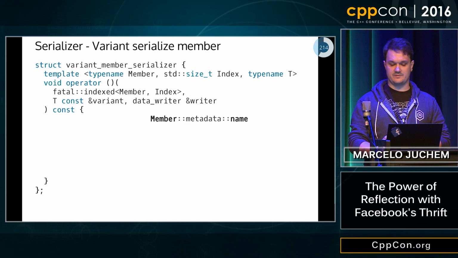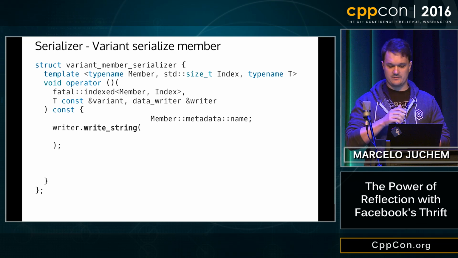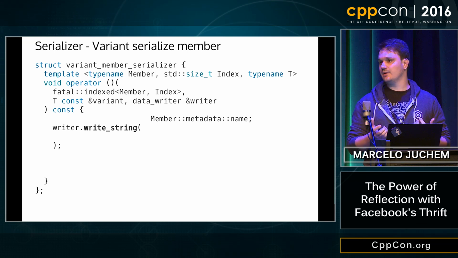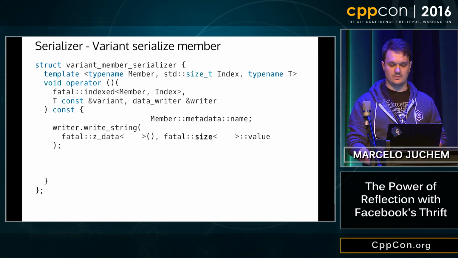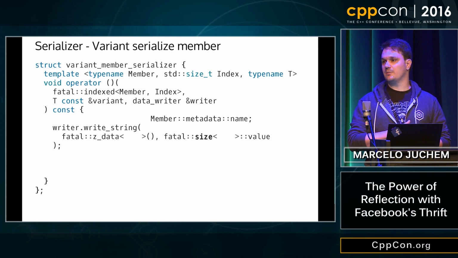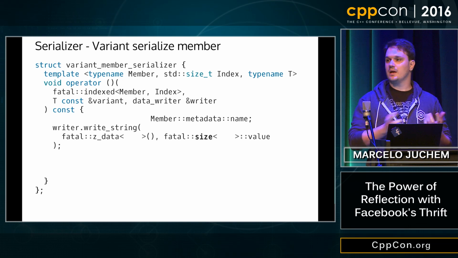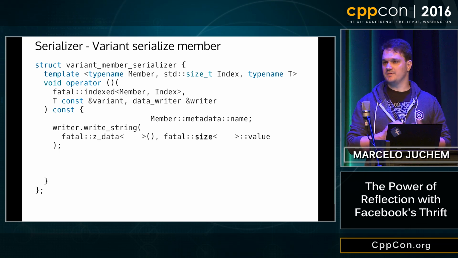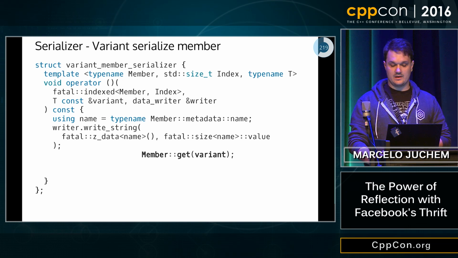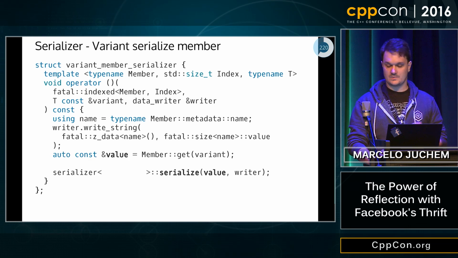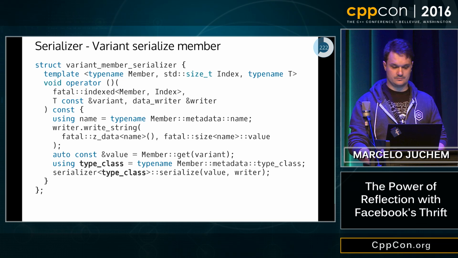And this is the serializer visitor for the variant. We have the name here that we get from the member metadata, and we have to write that as a string. So zdata gives us the contents, but we also need the size of the string, right? So size is basically, you pass any compile time container, be it a type list or a compile time string, it returns you an integer constant with the size of that container. And there you go, you can write the contents of that string. And then you have to get a reference to the variant member, serialize, pass it around, there you go.